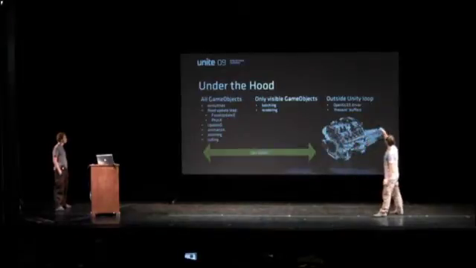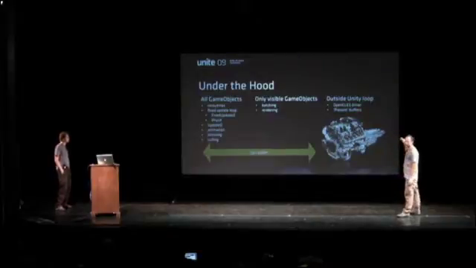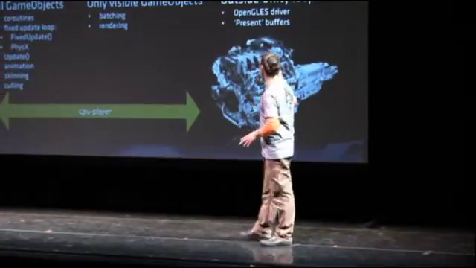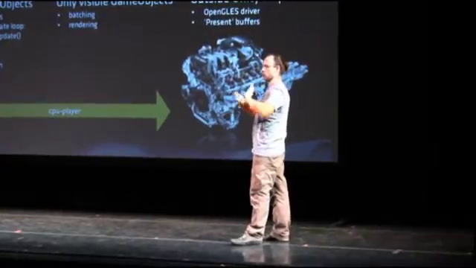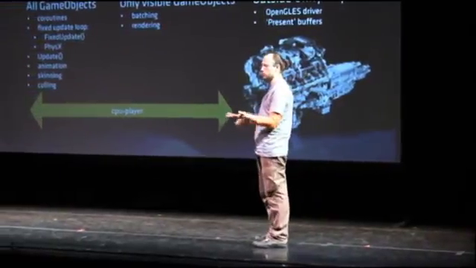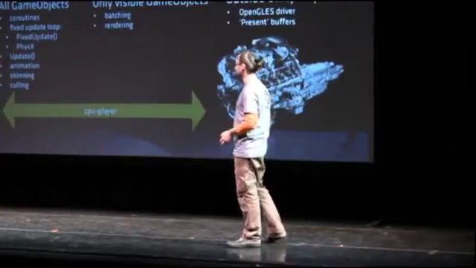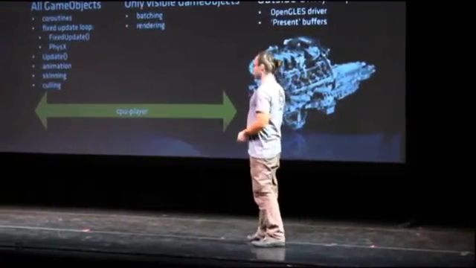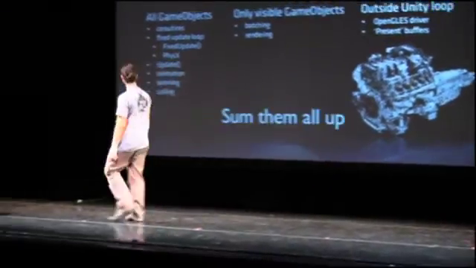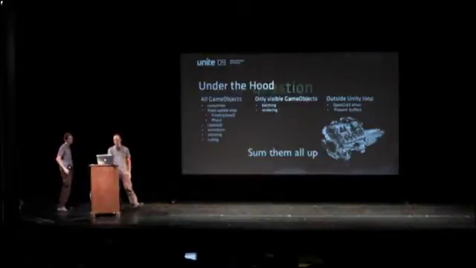And then this third column, that's what happens outside Unity. That's the OpenGL driver when it copies the data, when it submits the data to the GPU. And the present buffers, because it has to flip between two buffers: it renders to one buffer, but shows another buffer. And the flip can actually take some time. We'll come to that later. So, I'll go a little bit up.